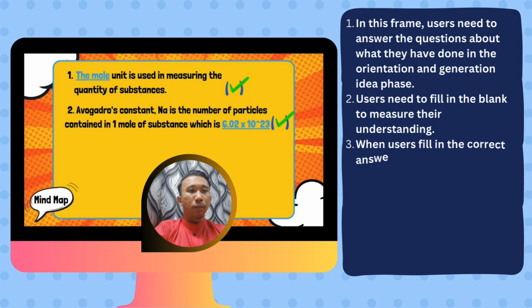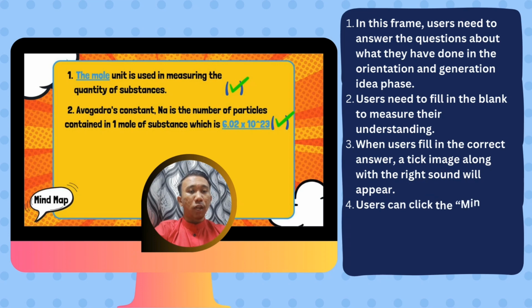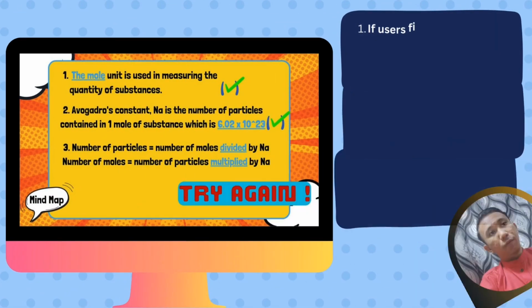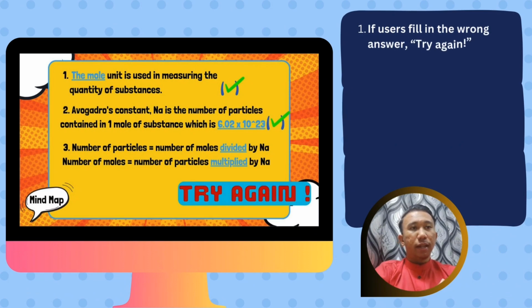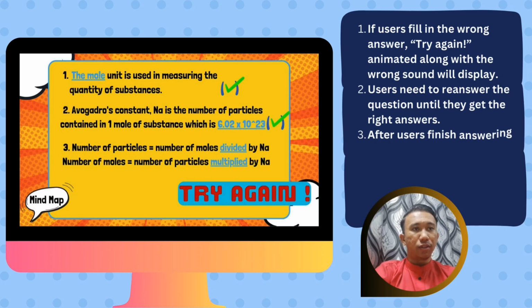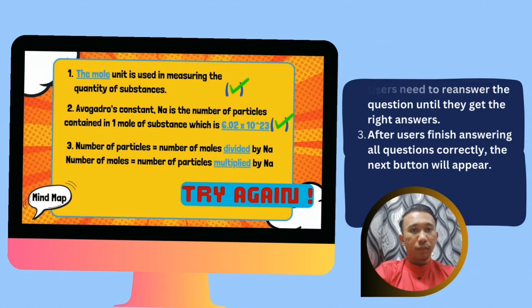When the user fills in the blank with the correct answer, a tick image along with the right sound will appear. Then the user can click the mind map button to refer to the mind map when answering the question. Now, if the user fills in the wrong answer, try again. Animation along with the wrong sound will display. And then the user needs to re-answer the question until they get the right answer. After the user finishes answering all the questions correctly, the next button will appear.